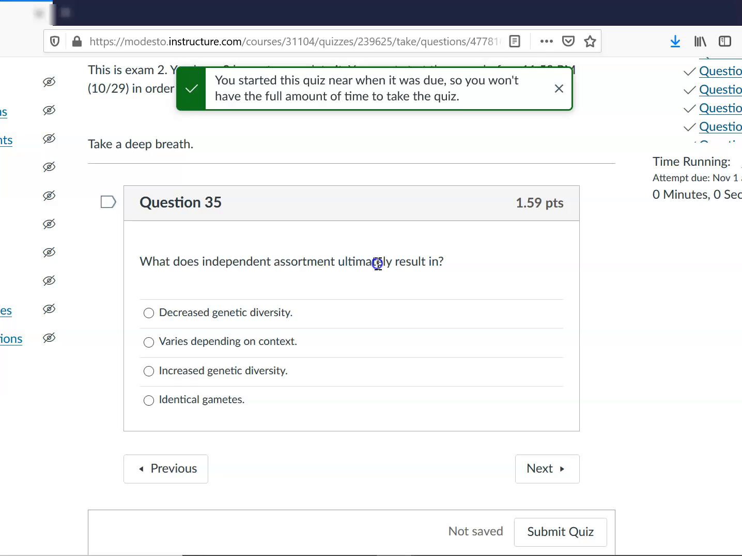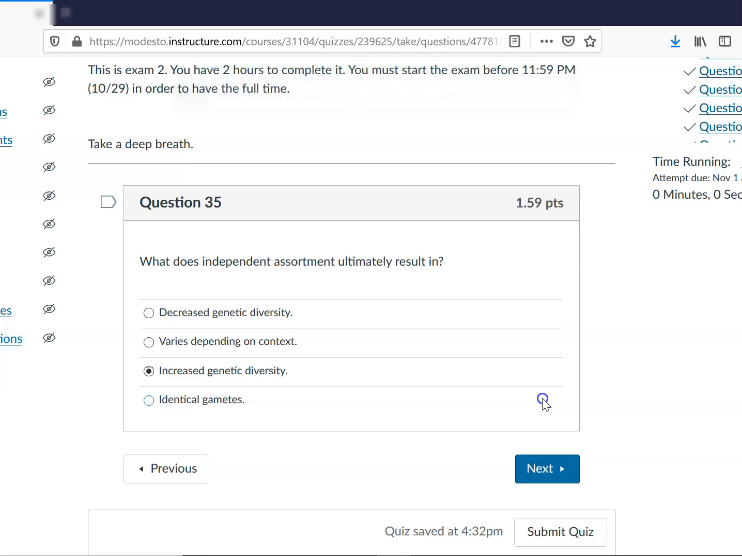What does independent assortment ultimately result in? So what is independent assortment? Remember, it's when those homologous chromosomes can line up on either side, and so at the end you can wind up with a gamete that has a bunch of mom's genes or a bunch of dad's genes or a bunch of mom and dad's genes all mixed together. That's what independent assortment is up to, increasing genetic diversity.